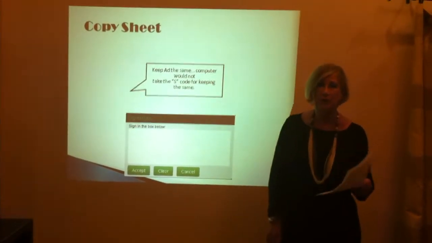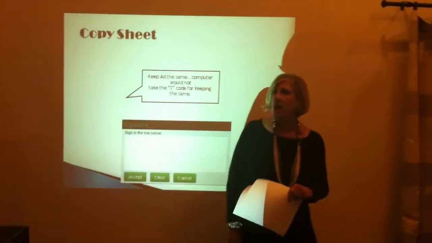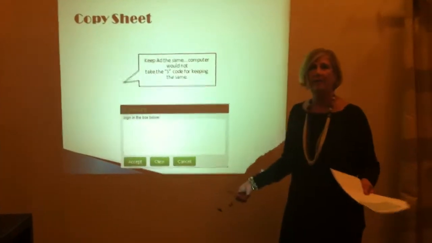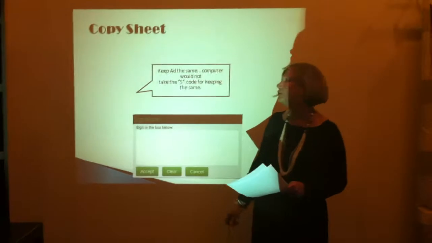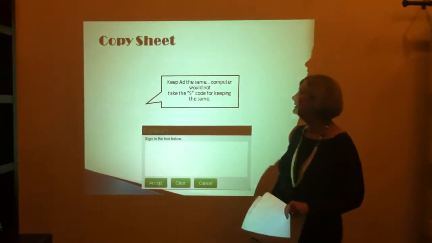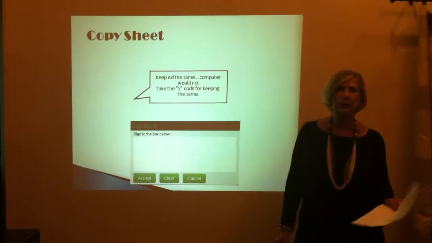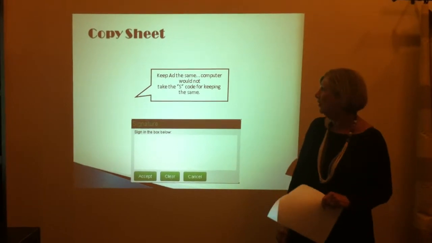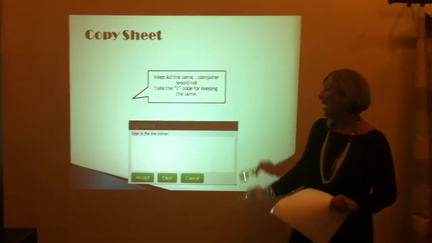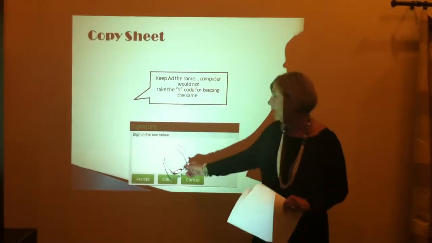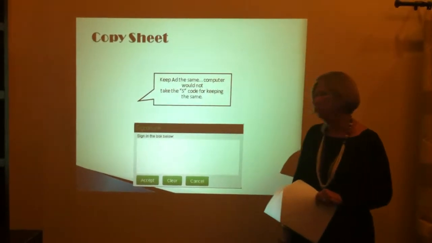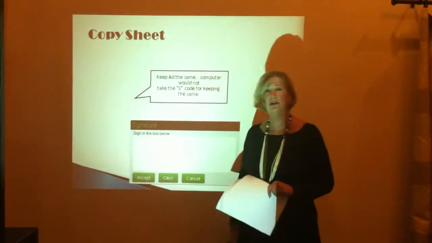Then you go to the copy sheet file. Meanwhile, you're thinking, I don't have any changes to make. You go to the shout out box, all you have to type in is keep ad the same. The computer will not accept the S code and keep everything the same. After that, you go down and you make sure that you get a signature in the signature box and you hit the accept code.